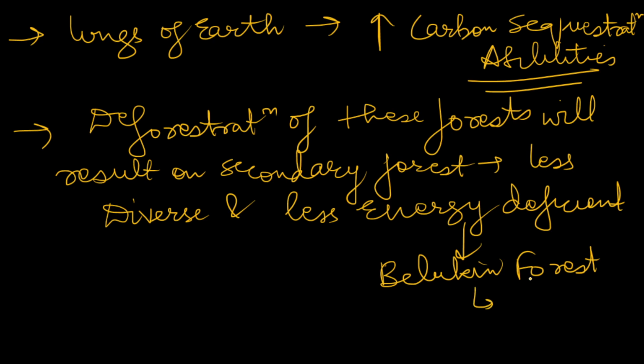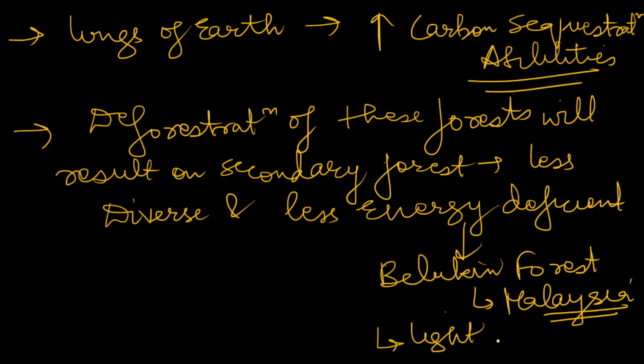Belum forest, this is in Malaysia. So there was huge deforestation in the region for the resources, and when the secondary forest grew, you saw that the light starts entering in this forest. That is, the density, the diversity, the energy efficiency is not as much as compared to the primary forest which were cut down. Light starts entering.